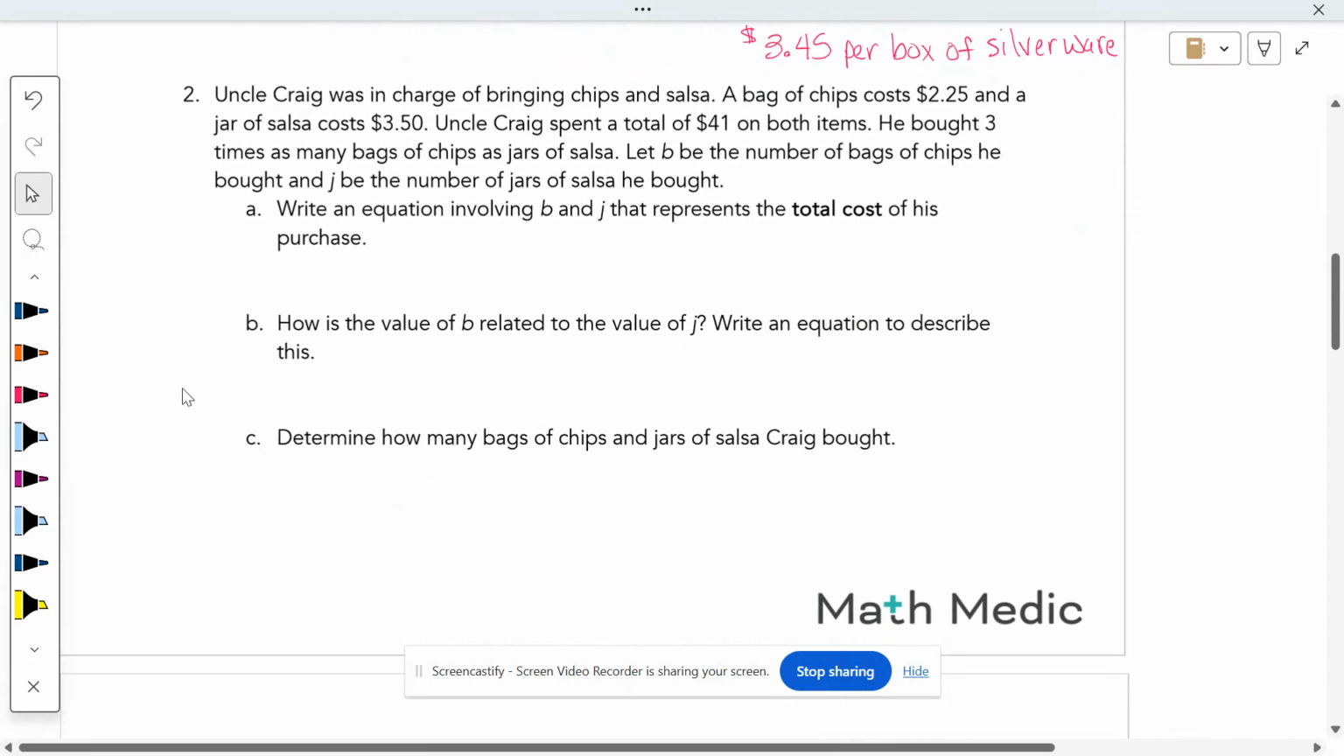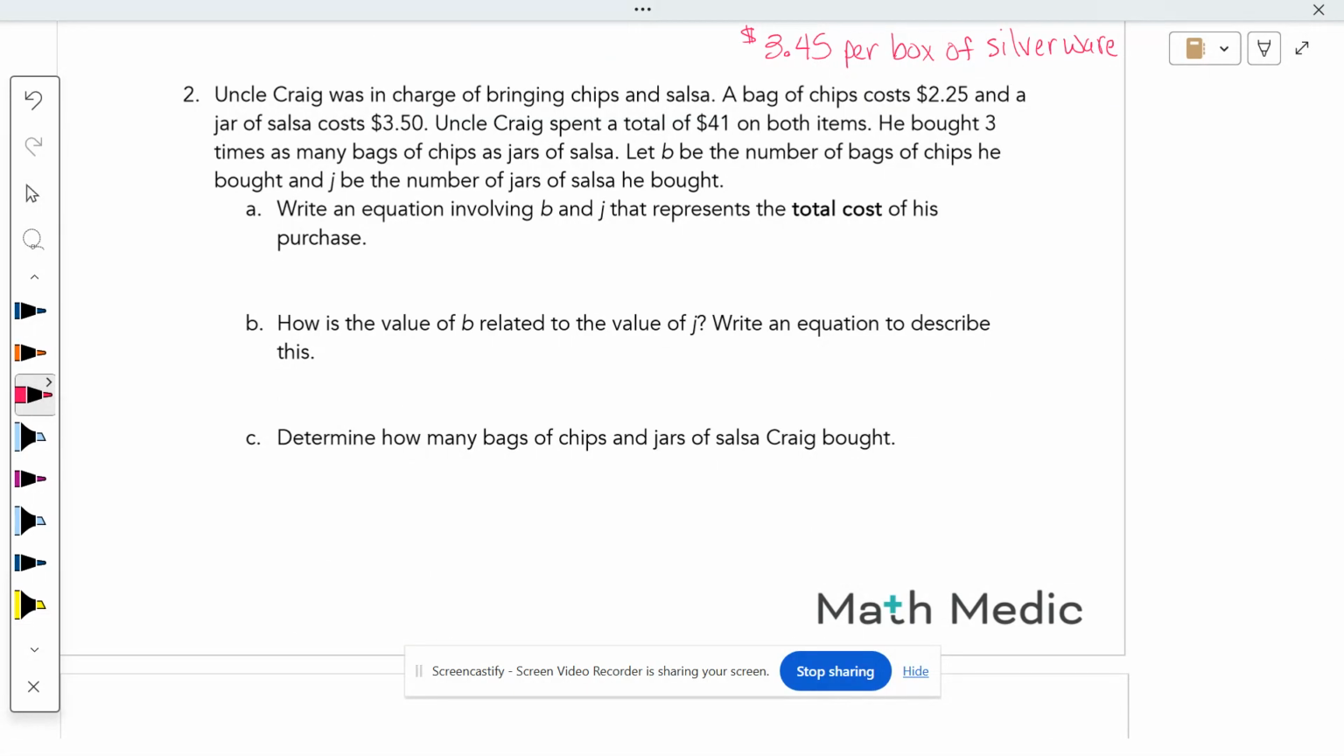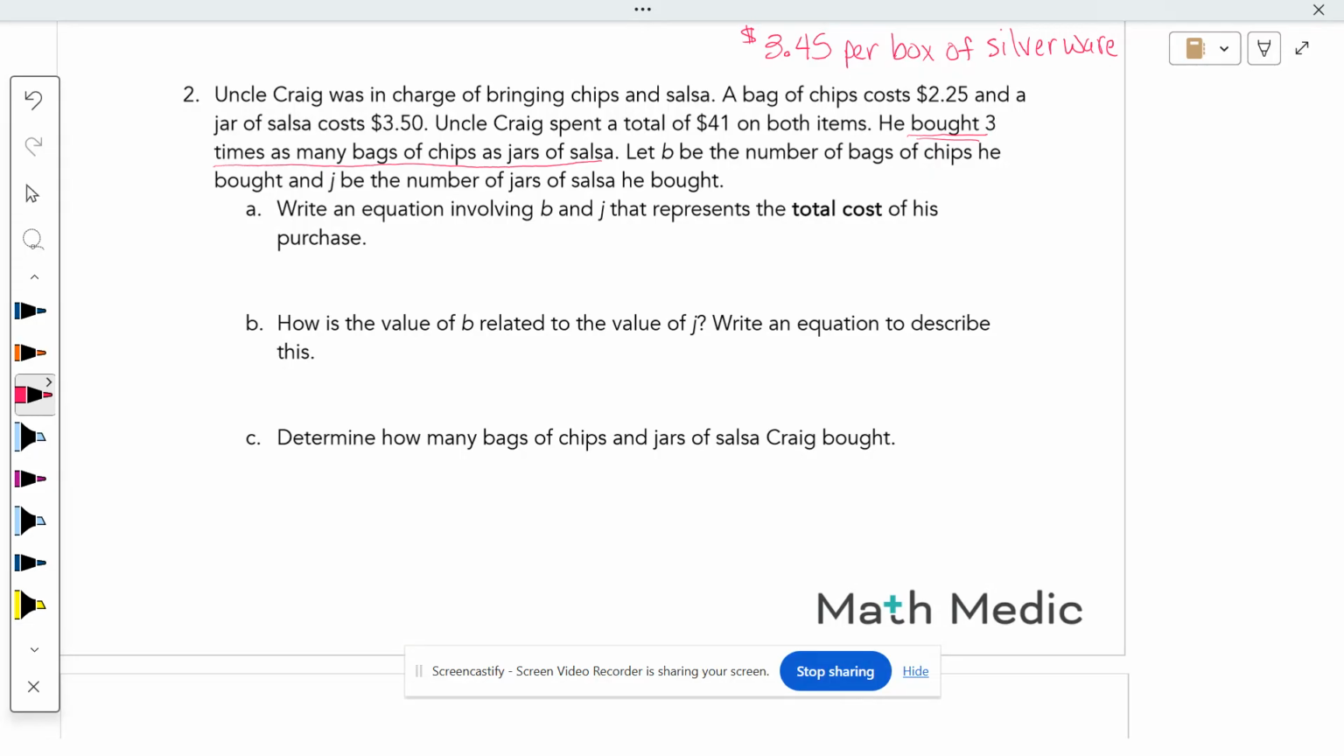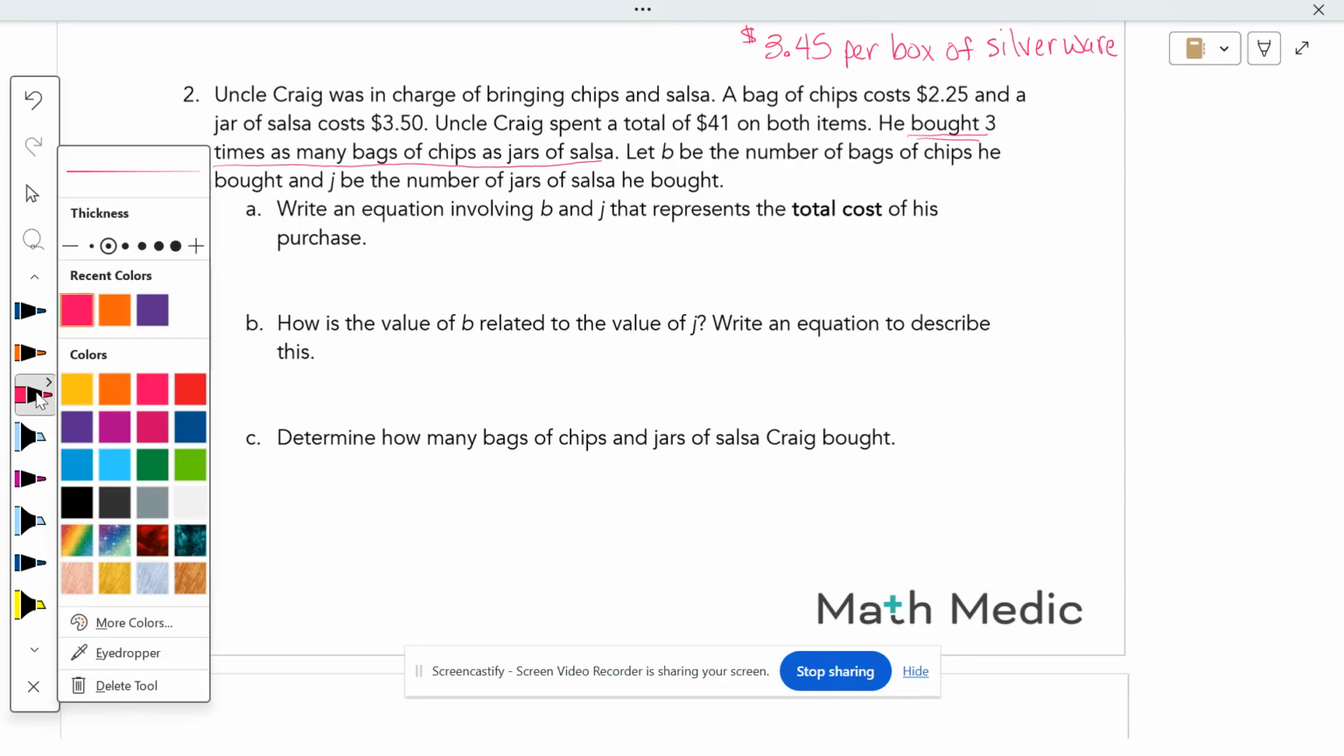Uncle Craig was in charge of bringing chips and salsa. A bag of chips cost $2.25 and a jar of salsa cost $3.50. Uncle Craig spent a total of $41 on both items. He bought 3 times as many bags of chips as jars of salsa. If B represents the number of bags of chips and J is the number of jars of salsa, write an equation involving B and J that represents the total cost of his purchase.